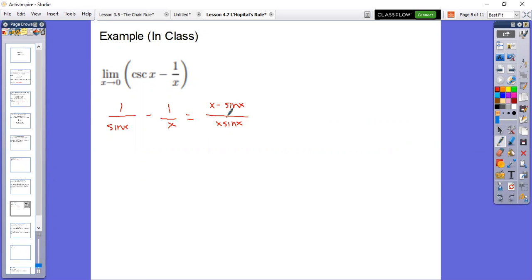From here, we're going to finish this in class, where we take the derivative of the numerator and the derivative of the denominator separately, and then try direct substitution.